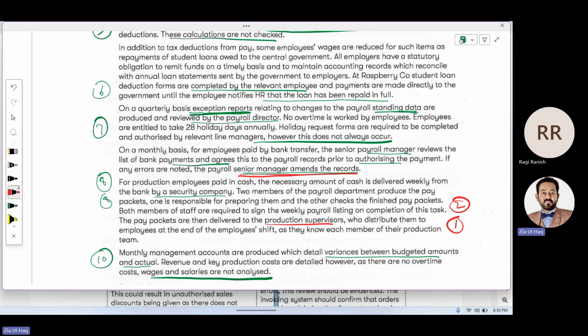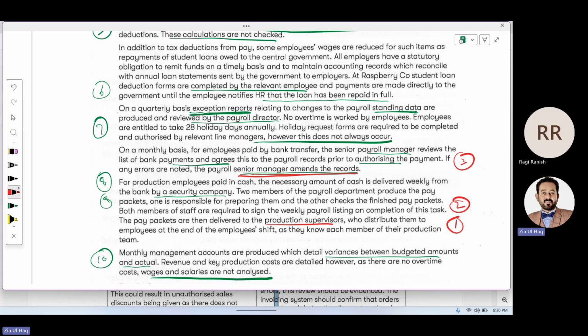So their payroll will be prepared and captured where? Master file. Who is amending the master file? The payroll senior manager. He's not a properly authorized person. He could make mistakes. He could amend details of his own or his close friends and relatives as well. He's a senior manager. It should be top management, like the payroll director, who amends the master file rather than the senior manager.